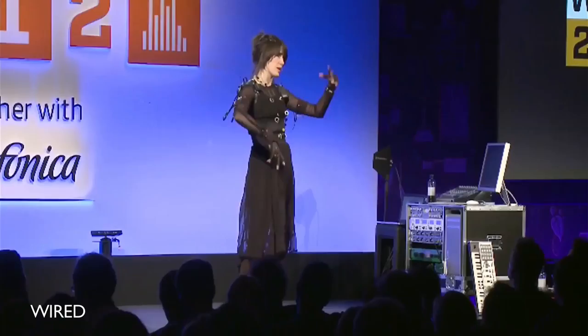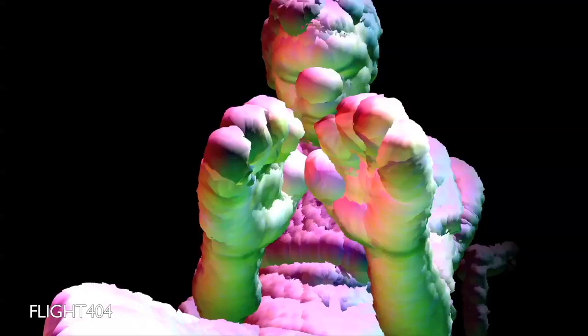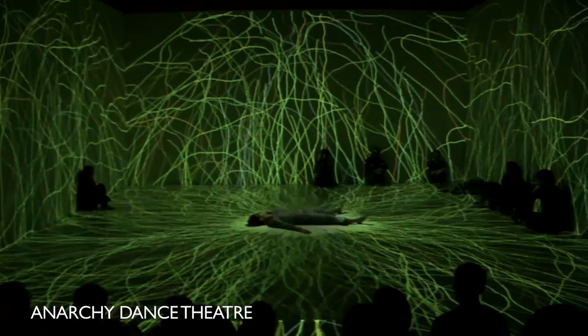There's a tiny revolution happening by using new technology to make art. New things pop up every day with these new forms of technology. And one of the best parts about this is that it's only the beginning.